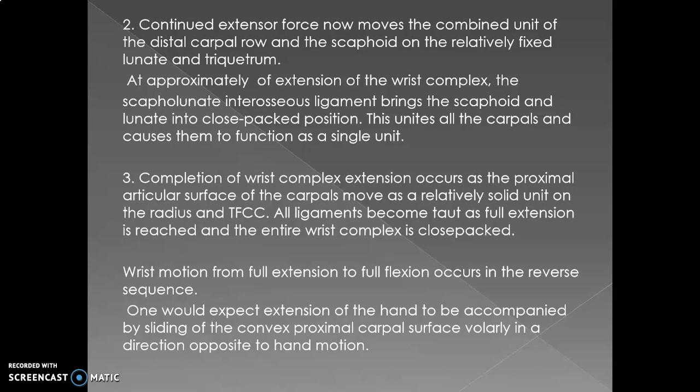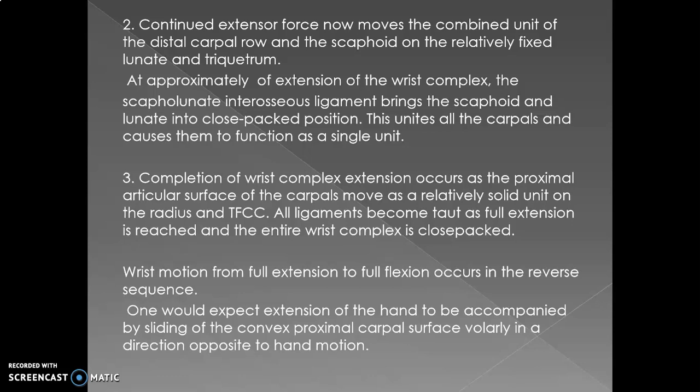Now, moving further from that position to extension, we are seeing the scapholunate ligament, a ligament between the proximal bones scaphoid and lunate, into close pack position. This unites all the carpals and causes them to function as a single unit. Only then will we have a good strong resistance, so that one can function efficiently with their hand.